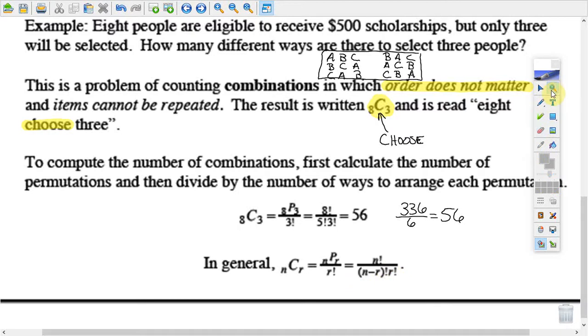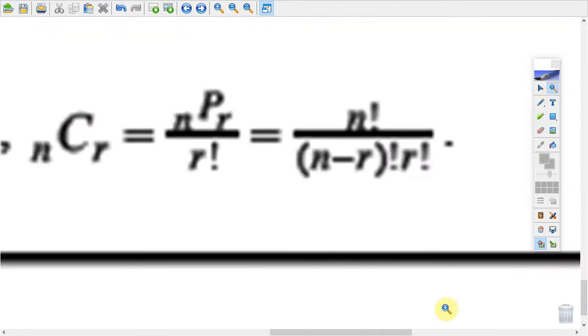So let me zoom in on that equation. So our nCr is equal to n factorial over n minus r factorial. This is the permutation equation. And then we come in and we add an r factorial to the denominator to give us nCr.